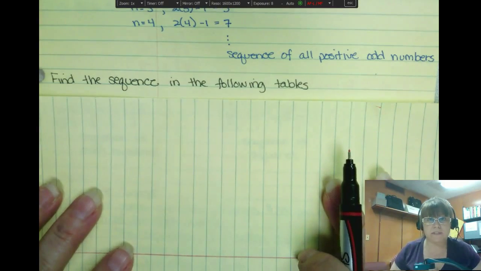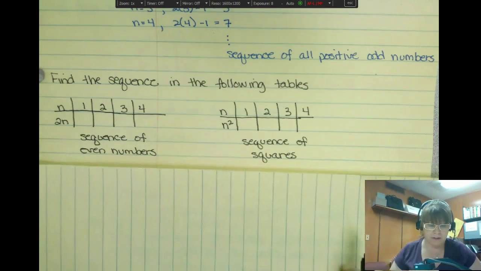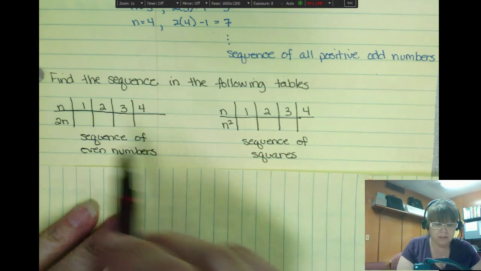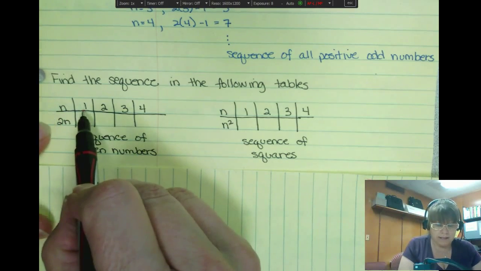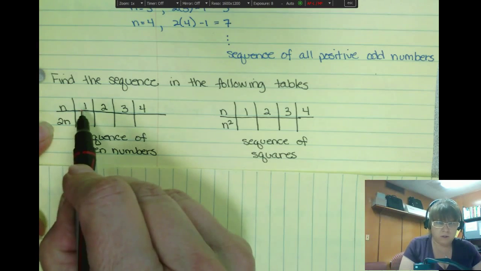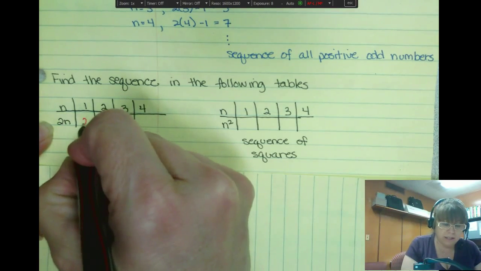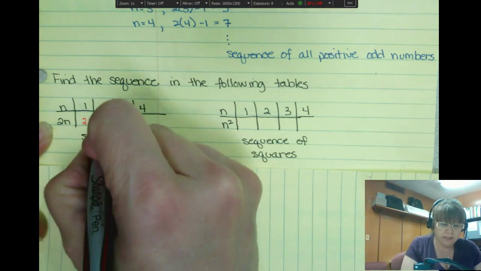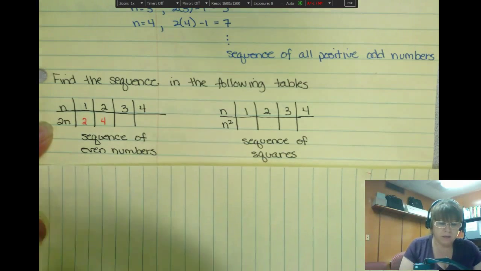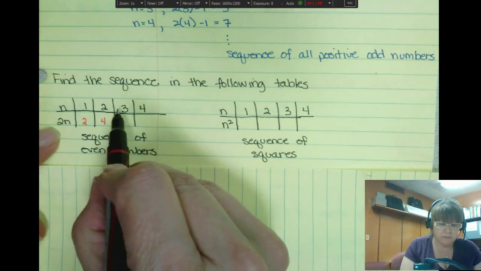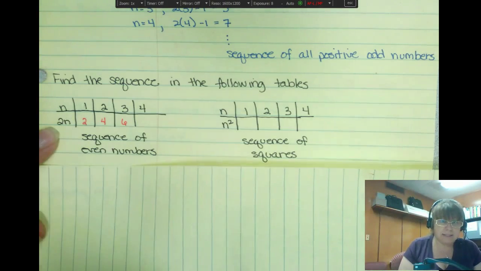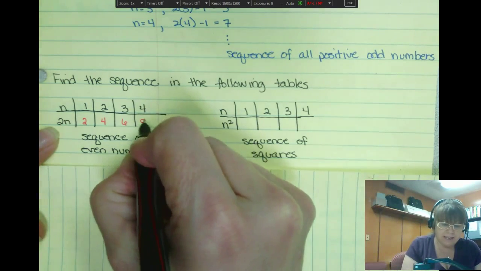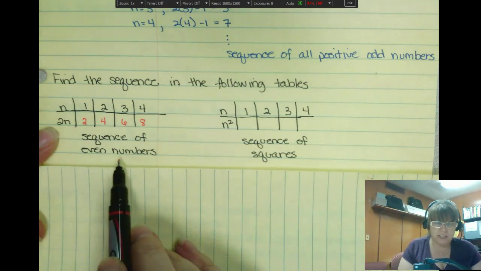Let's find the sequences of the following tables. I have a couple of them here: the sequence of even numbers, which is 2n, and the sequence of squares. When n is 1, 2 times n is 2 times 1, which is 2. When n is 2, 2 times 2 is 4. When n is 3, 2 times 3 is 6. When n is 4, 2 times 4 is 8. And indeed, it gives us the sequence of even numbers.